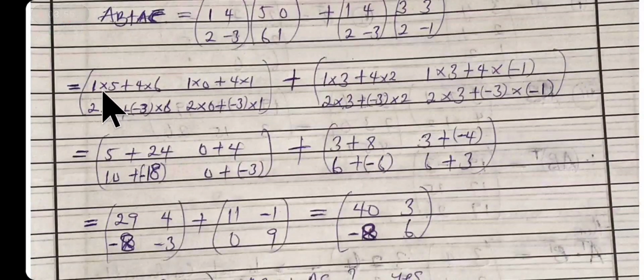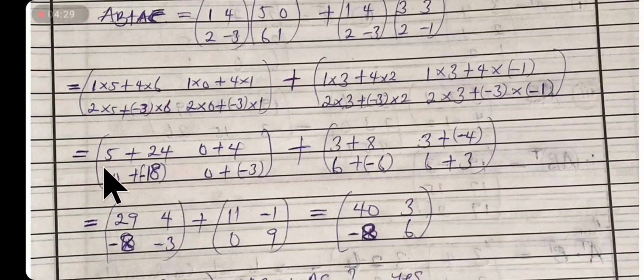Alright, so by the time you multiply this out, 1 times 5 is 5 plus 4 times 6 is 24. The same operation here, we got this. Then the same thing happened here too. 1 times 3 is 3 plus 4 times 2 is 8. 2 times 3 is 6. That is what we did to get this place. Also what we did here, 1 times 3 is 3 plus 4 times minus 1 is minus 4.